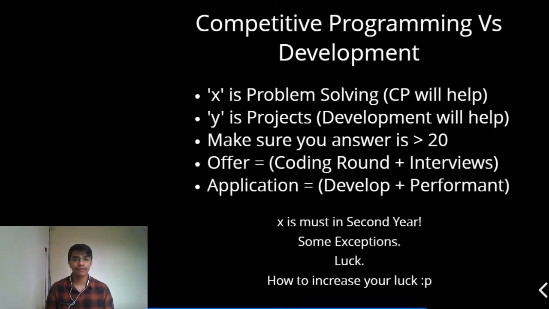And even after you are placed, it is needed in the industry. I have also written that X is a must in second year. Why I have written this statement is that most colleges have these fundamental subjects in third year. We have OS, DBMS, data structures and algorithms in second year, but some colleges have them in third year. There are internships after second year. Most companies, for second year internships, after your second year is completed, your interview will be on data structures and algorithm problem solving only.